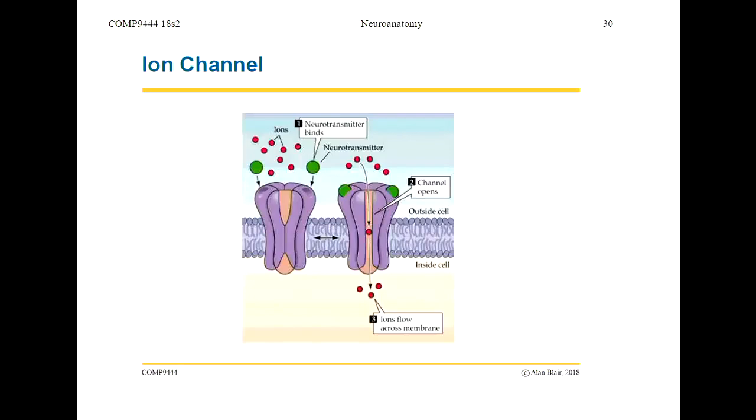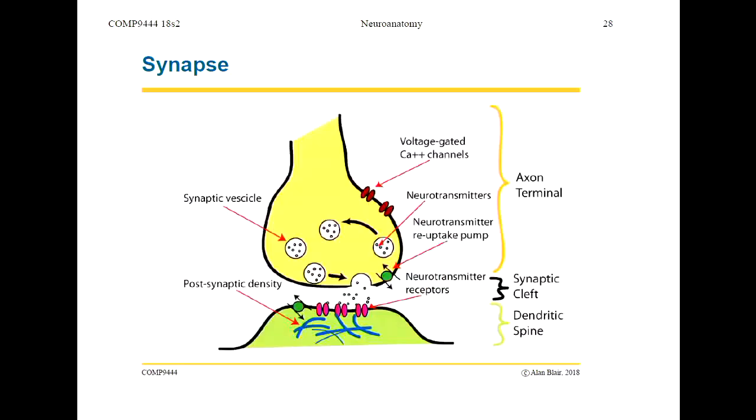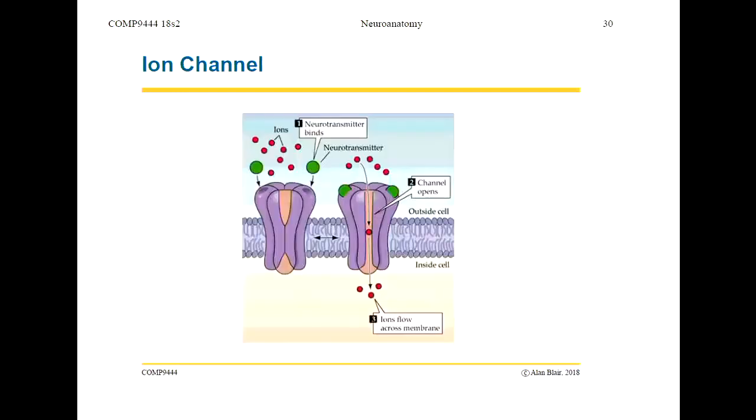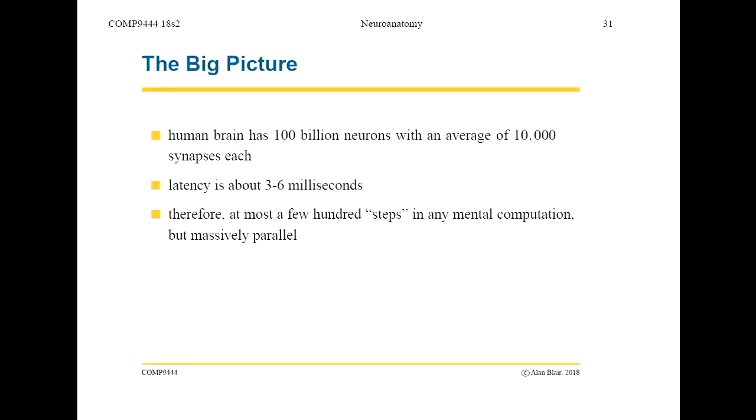And this is just a close-up of these ion channels. So these are the receptors here. When enough neurotransmitter, these other chemicals that are released, lodge onto there, it causes this thing to open, and then the charged particles pass through.